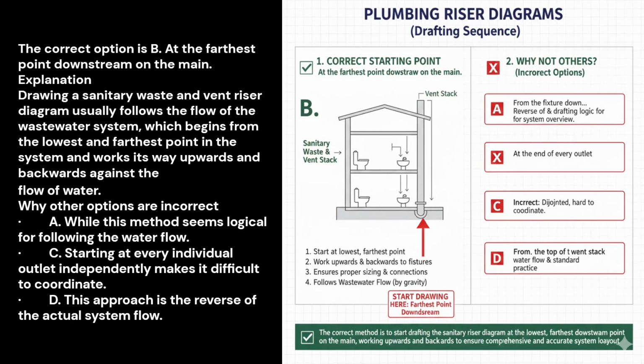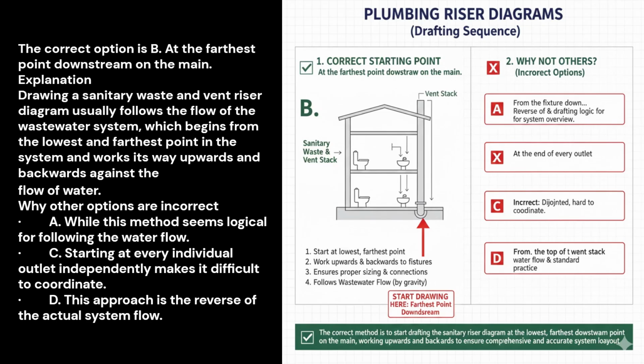Why other options are incorrect? A. From the fixture down to the main sanitary waste pipe. While this method seems logical for following the water flow, standard practice for drafting a comprehensive system diagram often starts at the main outgoing point to ensure proper sizing and connection to the main sewer or septic system.